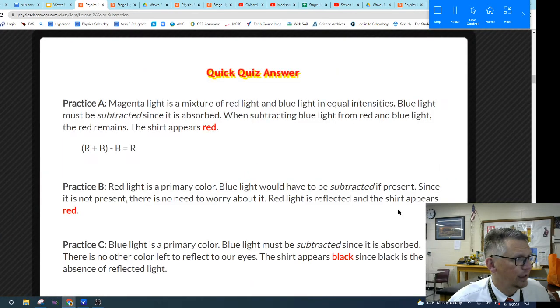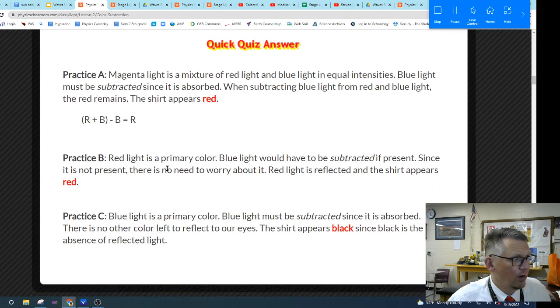Let's see how we did. Magenta is red plus blue minus blue equals red. So we got that one right. Red light is a primary color. Blue light would have to be subtracted if present. Since it is not present, there is no need to worry about it. Red light is reflected, so it looks red.